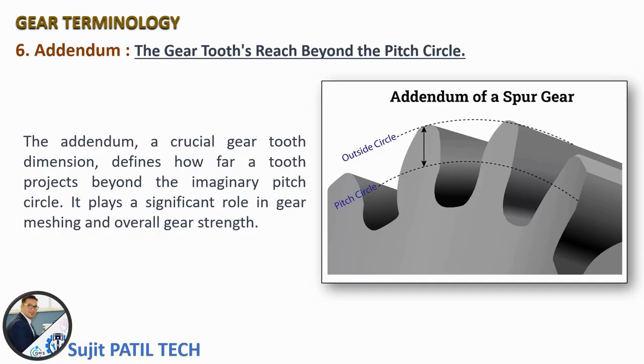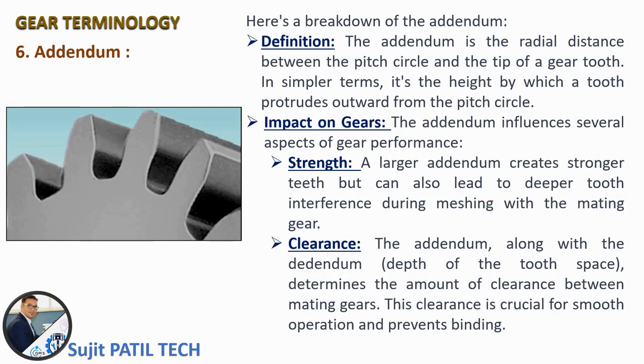6. Addendum. The gear tooth's reach beyond the pitch circle. The addendum, a crucial gear tooth dimension, defines how far a tooth projects beyond the imaginary pitch circle. It plays a significant role in gear meshing and overall gear strength. Here's a breakdown of the addendum. Definition: the addendum is the radial distance between the pitch circle and the tip of a gear tooth. In simpler terms, it's the height by which a tooth protrudes outward from the pitch circle.